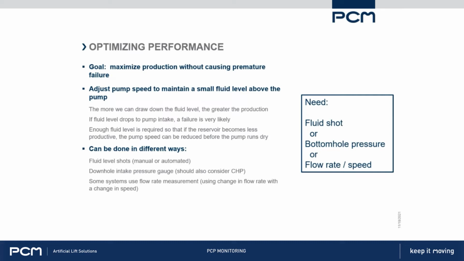Again, the more we can draw that fluid level down, the more production we get. So that's the advantage, but we want to make sure we avoid that failure. That can be done in various different ways. The simplest system is someone takes a fluid shot, determines there's lots of fluid above the pump and speeds it up. Now you have to be very careful with that.